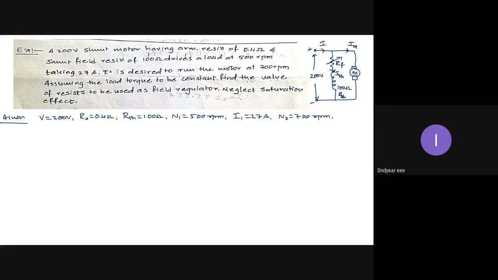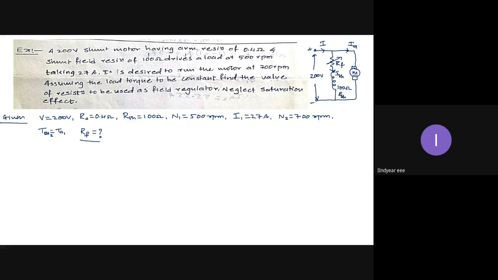Assuming the load torque to be constant, I will take it as T2 is equal to T1, or TA2 is equal to TA1. Find the value of external resistance to be used. So RF is to be calculated. That is the field rheostat. RF is to be calculated.